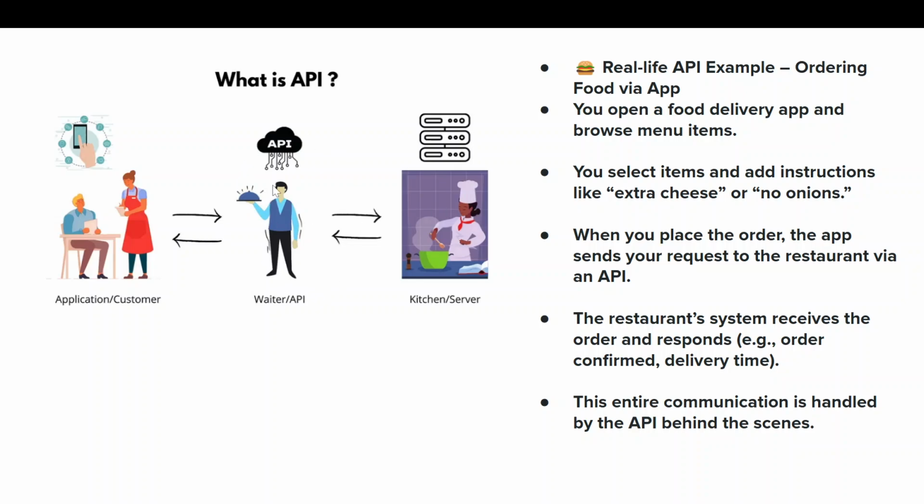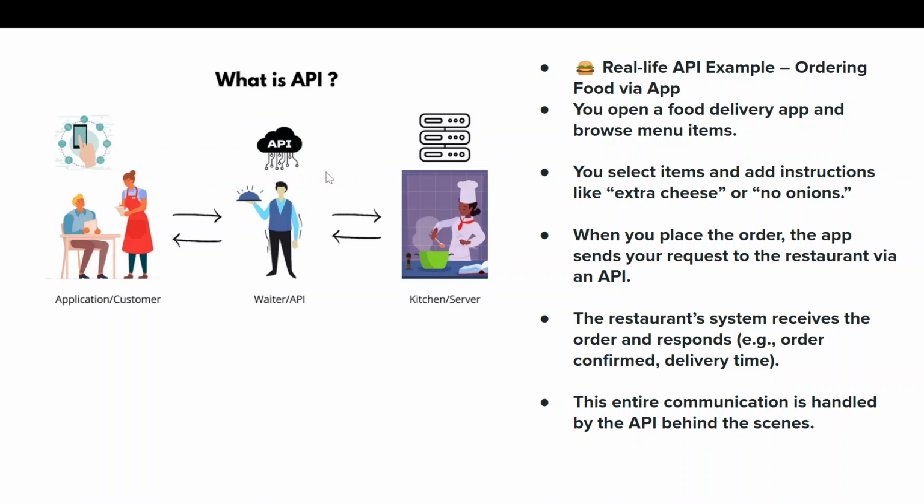So you can consider this waiter as an API. Whenever we order any dish, we tell that to the API, that is the waiter, and that waiter will transmit that information to the server, that is the kitchen. So this application will send your request to the restaurant via API. Then the restaurant server, which we can consider as a server, will send the response. The restaurant will receive the order and the response will be sent via API. So this entire communication is handled by the API.